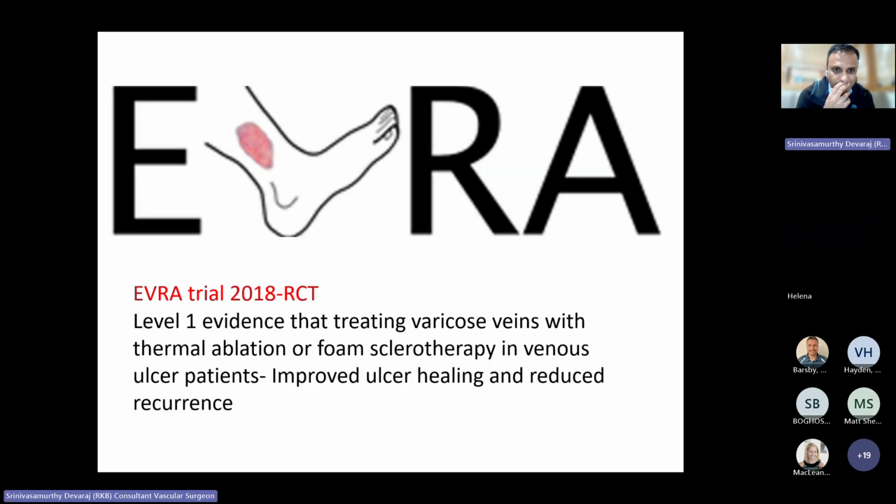This is the evidence from a randomized controlled trial, which shows that in patients with varicose veins and associated venous ulcer, treating the varicose veins with either thermal ablation or foam sclerotherapy has two benefits. It improves ulcer healing and it reduces the risk of ulcer recurrence. So we tend to see patients with active venous ulcers and look for evidence of superficial venous reflux on duplex. And if they have one, we tend to treat them as a priority to improve ulcer healing.